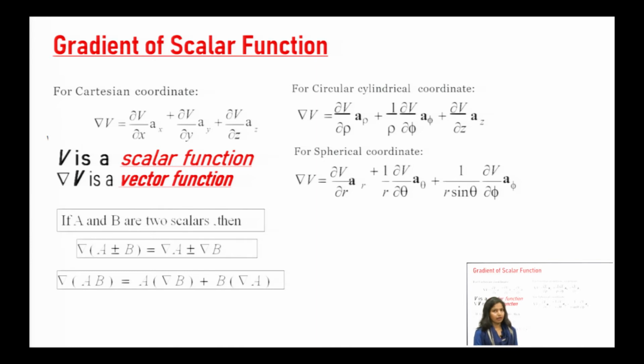For example, if a fireball is kept here, then the temperature at this point will be high, but as we go away from that point, the temperature will decrease. So this decrease in temperature is nothing but the gradient of temperature. So the gradient of temperature has a direction, like outward from this particular point.